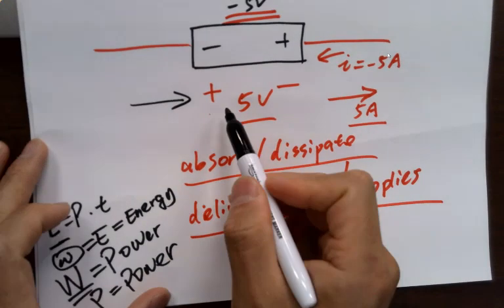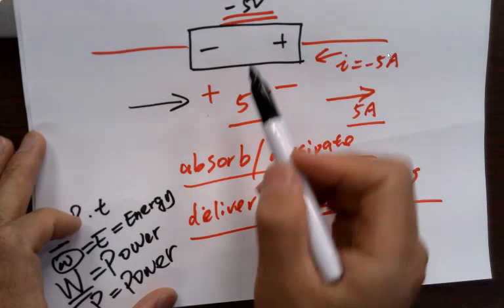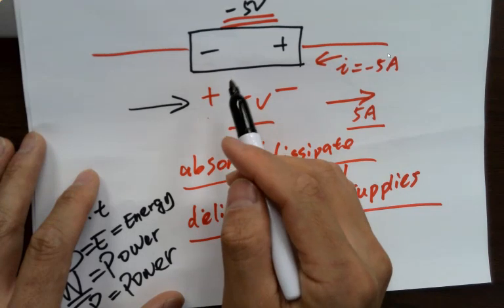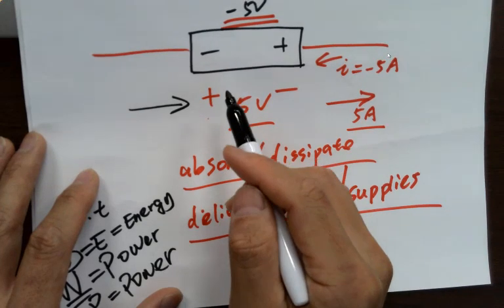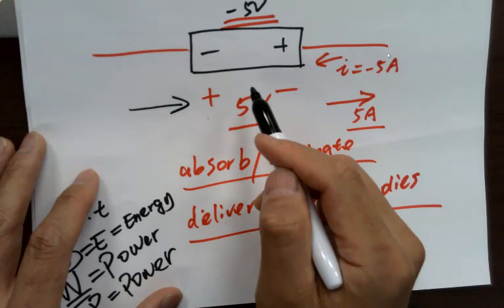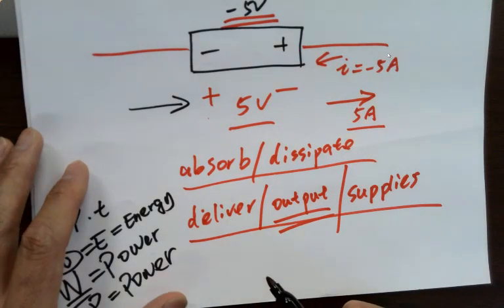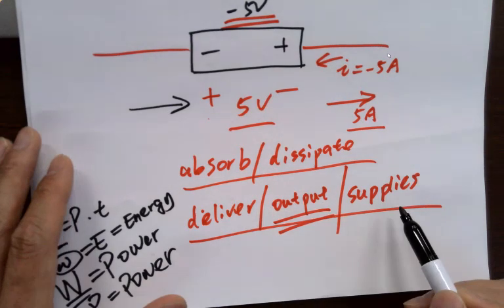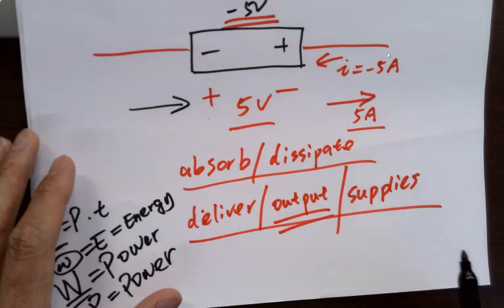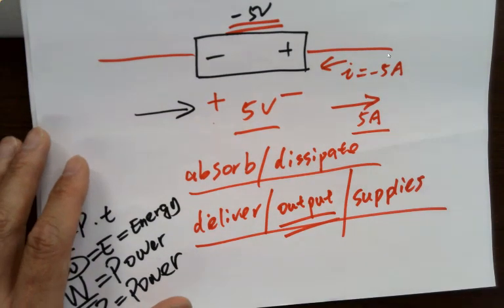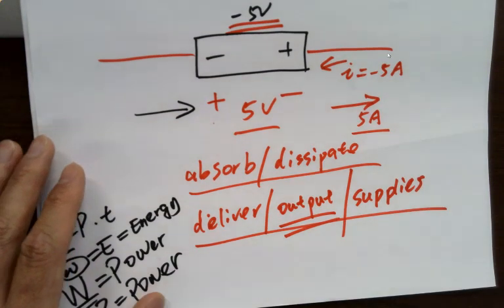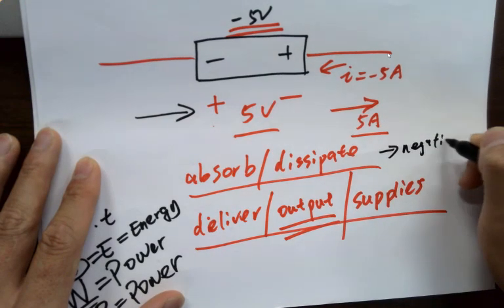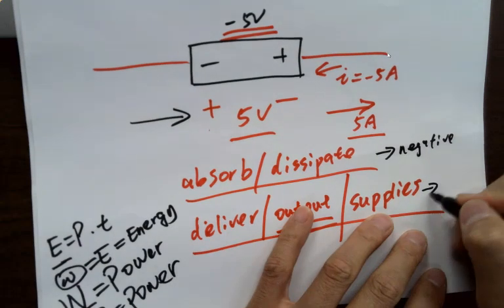So now let me ask you. I already asked, but let's repeat it. Is this guy absorbing or delivering? Absorbing. Dissipating or supplying? Dissipating. Okay, because absorb, dissipate, deliver, supply. That makes sense? So if it's delivering, it's generating a negative power, right? Delivering will be negative power.